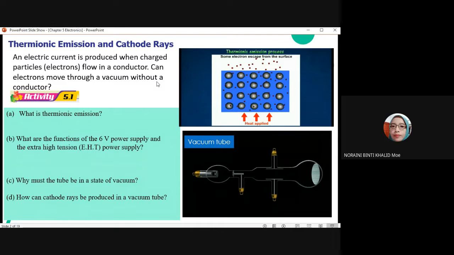The electrons that are released through the process of thermionic emission will stay at the surface of metal. Can the electron move through a vacuum without a conductor? Can that electron that was released through the thermionic emission then travel in vacuum? Let's watch this video, the second video, to show how electrons are able to travel in vacuum. So this is vacuum tube.